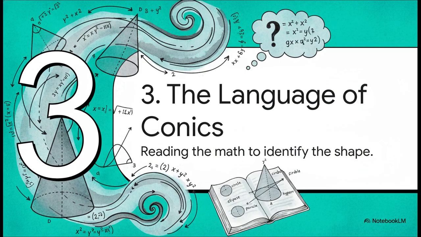So, we've got the visual, the geometry down. Now, let's switch gears and tackle the algebra. The big question is, how can you just look at some random equation and know instantly which of these shapes it is?